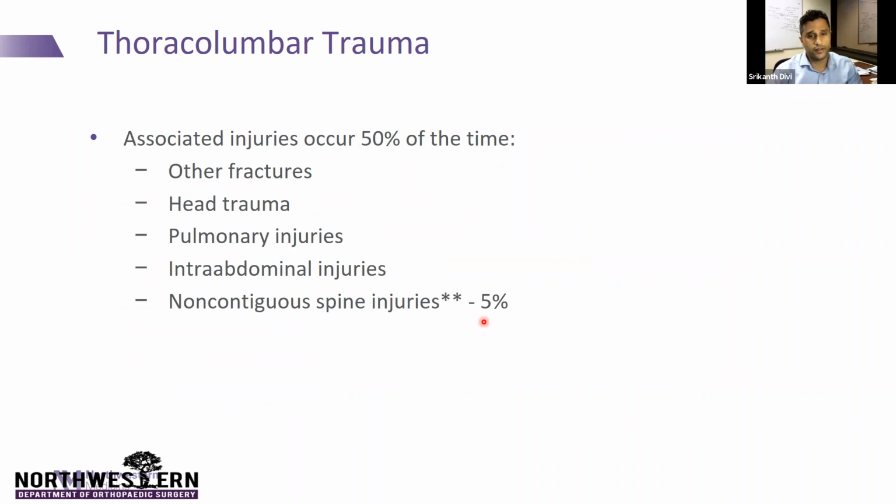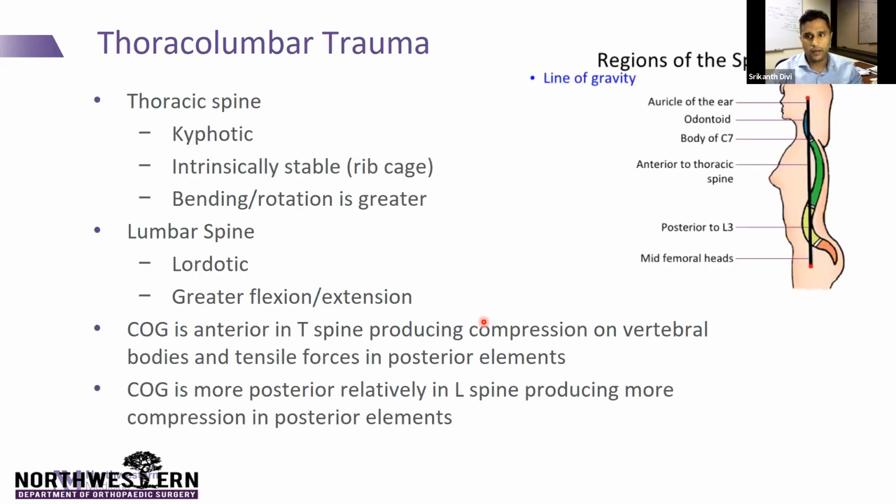Associated injuries can occur half the time, so you're going to be paying attention for concomitant fractures. This is your standard trauma evals you guys are used to. The general surgery team should evaluate for head trauma, but you should also keep an eye out for that, as well as pulmonary injuries and intra-abdominal injuries. The main thing you should pay attention to is non-contiguous spine injuries. Just because they have a lumbar or thoracic spine fracture, if there's any concern on your physical exam for something higher up, then I would image the entire spine, because the consequences of missing a spine fracture are pretty devastating.